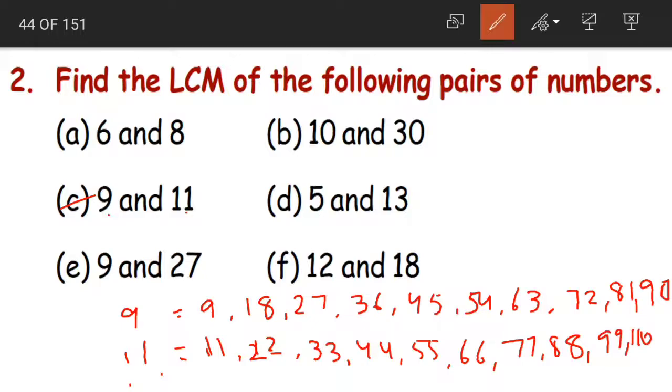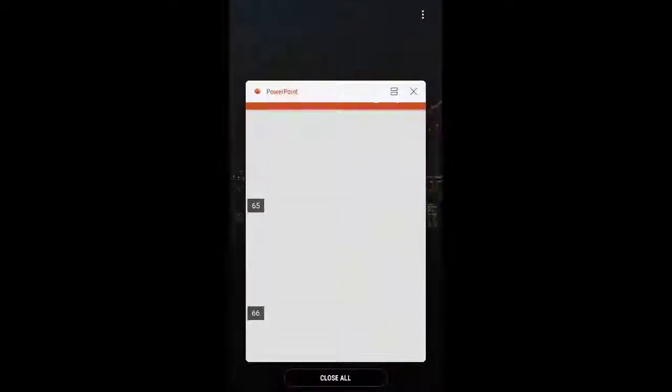Now we have written down both the first 10 multiples of 9 and 11. Yet we did not find any common multiple among them. Yes or no? So does that mean that 9 and 11 do not have any common multiples? No, they have, but you have to search further, children.